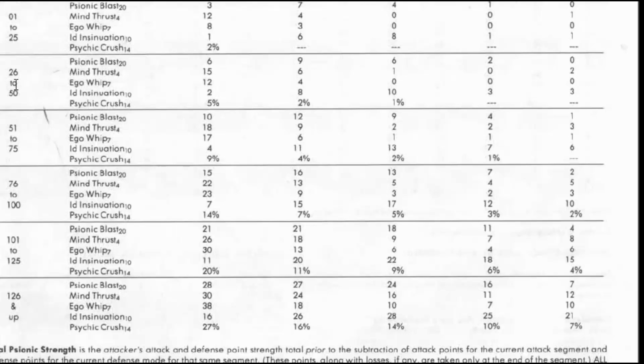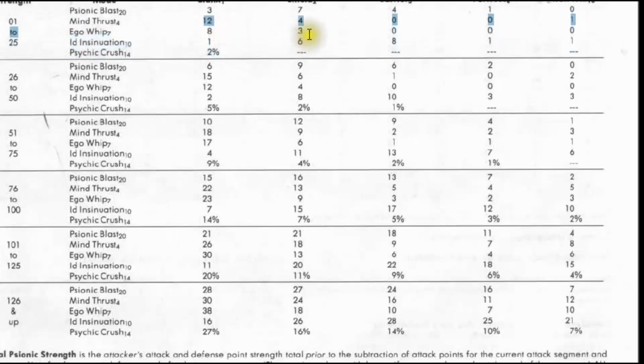And when that happens, that's when you go to the next phase. And it's sort of like a rock paper scissors thing. If it's a blind choice, but it's still a choice. So if I choose the ego whip here, and my enemy chooses the thought shield, he's going to lose 3 points of defensive psionic ability.